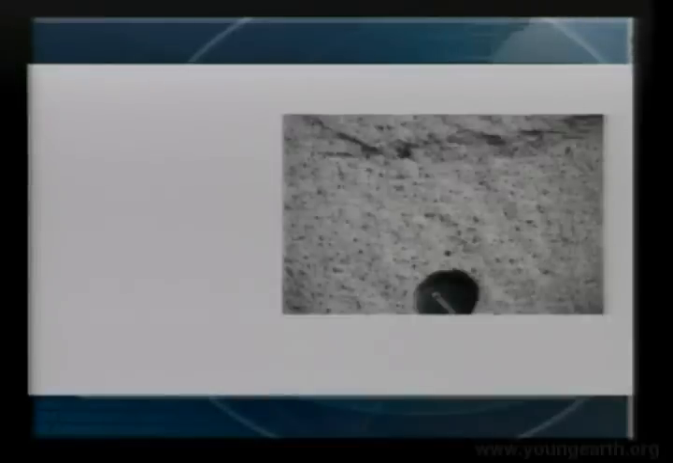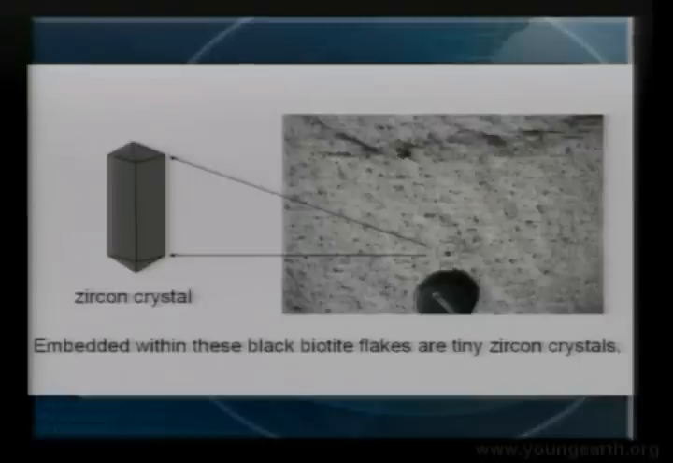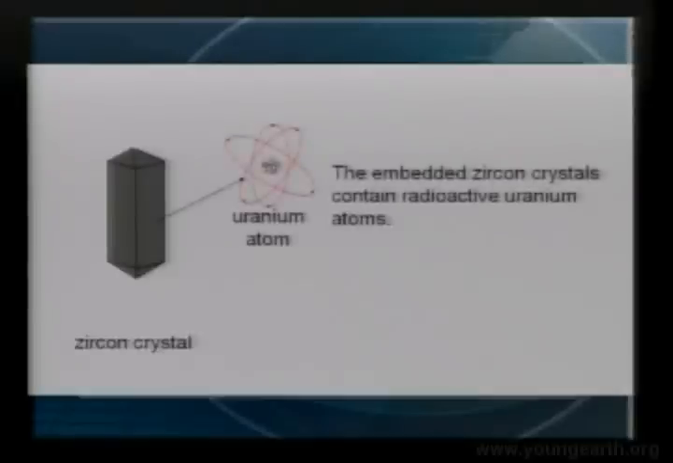And embedded in these biotite flakes are tiny zircon crystals. Some of you are familiar with zircon. We mentioned it in the last lecture. It's zirconium silicate, the mineral called zircon. And the zircon atom is more or less the same size as the uranium atom. So occasionally a uranium atom substitutes in the zircon crystal lattice, and so zircon crystals contain radioactive uranium atoms within them.